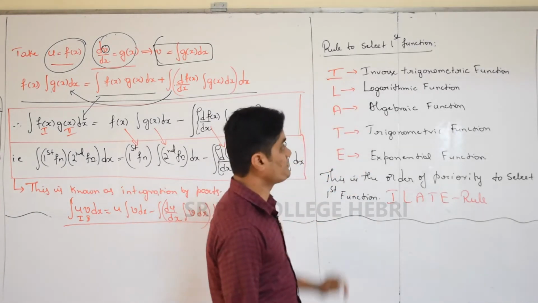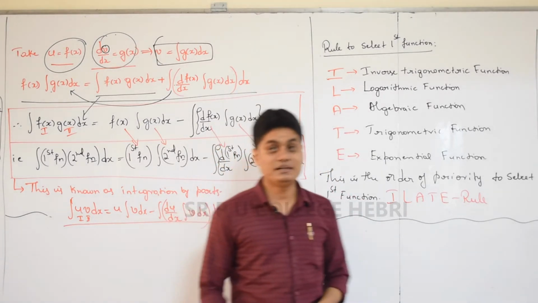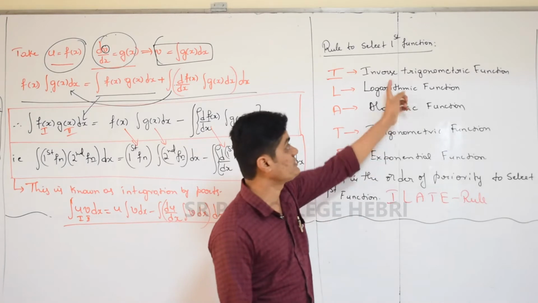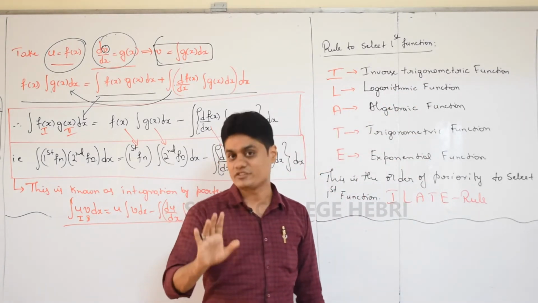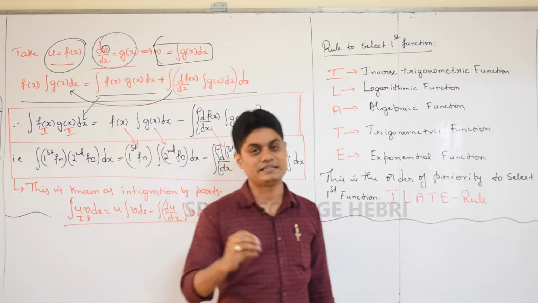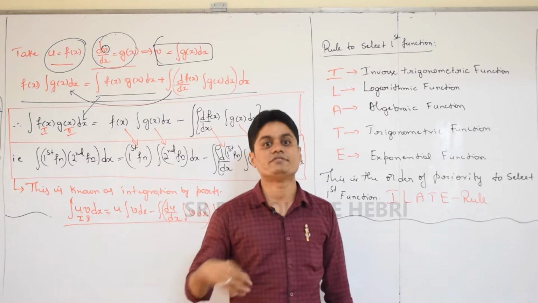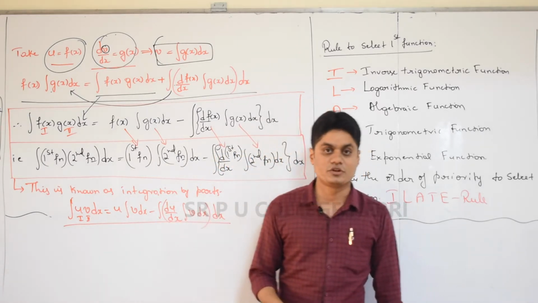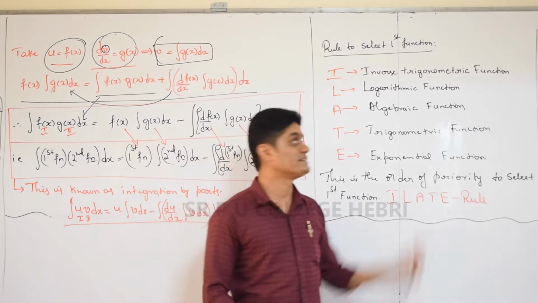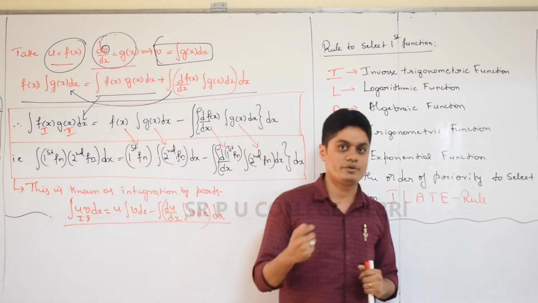Here I represents inverse function, but in particular I have written inverse trigonometric function, because you have only one inverse function, that is inverse trigonometric function. So directly you consider it as an inverse trigonometric function. Actually it does not only represent inverse trigonometric function, any inverse function is possible, but for you only one inverse function you're going to use in this chapter, it's inverse trigonometric function. So remember, I represents inverse trigonometric function.